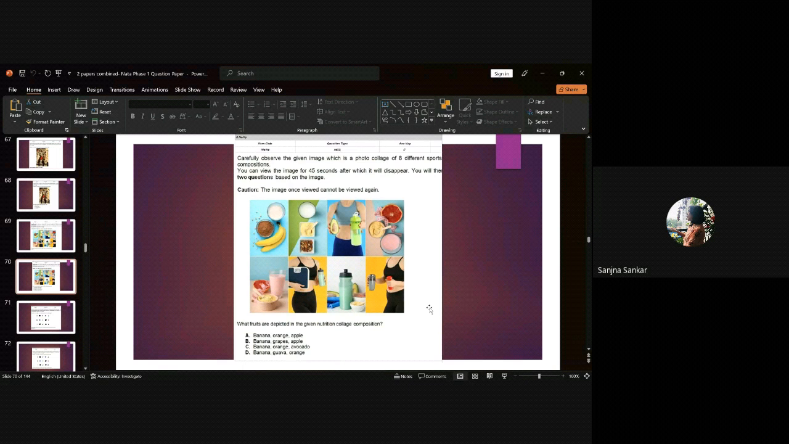The question: what fruits are depicted in the given nutrition collage? In the fruits collage, we can see banana, orange, apple; banana, grapes, apple; banana, orange, avocado; banana, guava, orange. The correct answer is option C. That's banana, orange, and avocado.